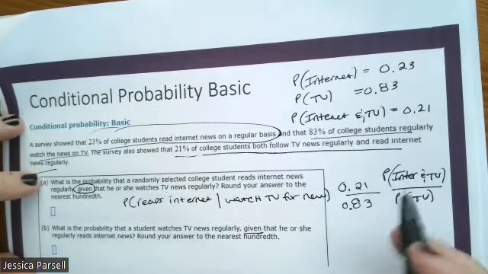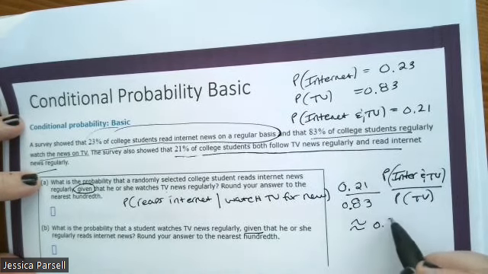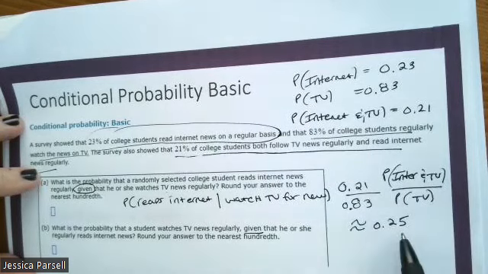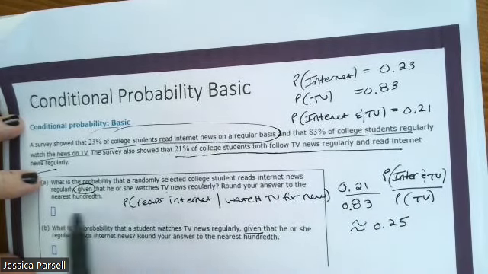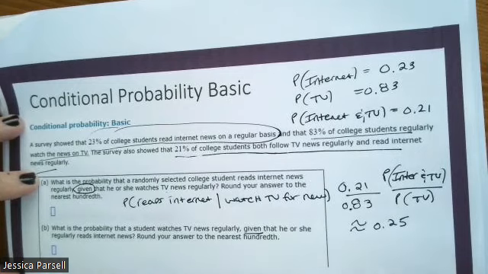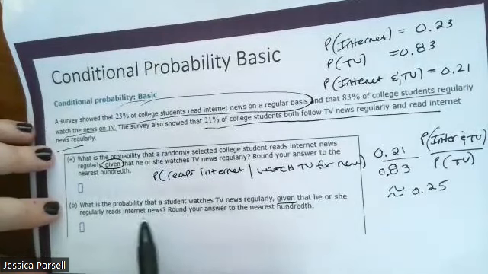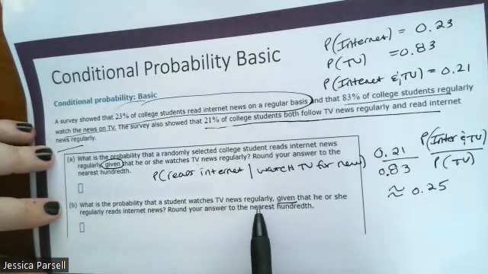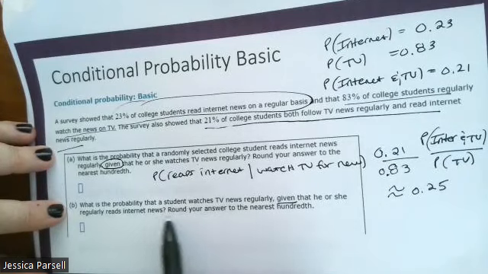Now, if you divide 0.21 divided by 0.83, we're going to get approximately 0.25. So there's a 25% chance that you randomly grab a college student and they read internet news regularly, given that they also watch TV news regularly. Oh, it's a crazy word this late. Okay, final question. What's the probability that a student watches TV news regularly, given that he or she regularly reads internet news? Round your answer to the nearest hundredth.